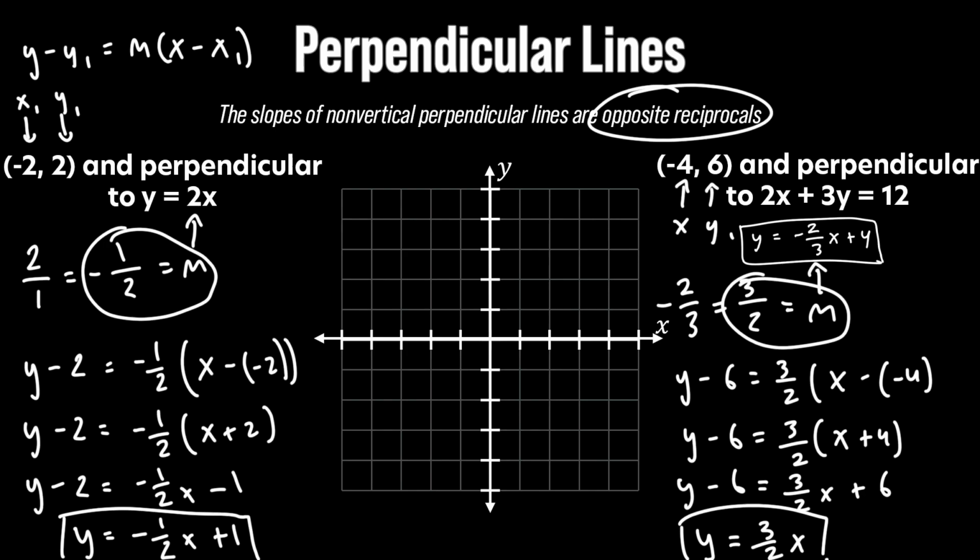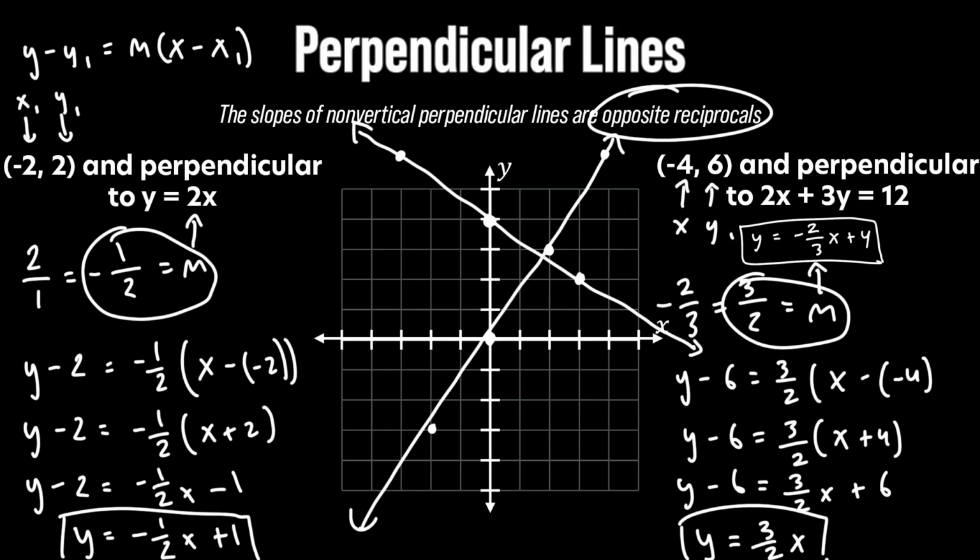Let's first graph the line we are given. Y is equal to negative 2/3 x plus 4. It looks something like this. And our new equation, y is equal to 3 over 2x, is going to look something like this. And let's check the point to make sure it goes through it. And sure enough, right here is the point negative 4, 6. And the line crosses through it, so we know that's the correct equation.